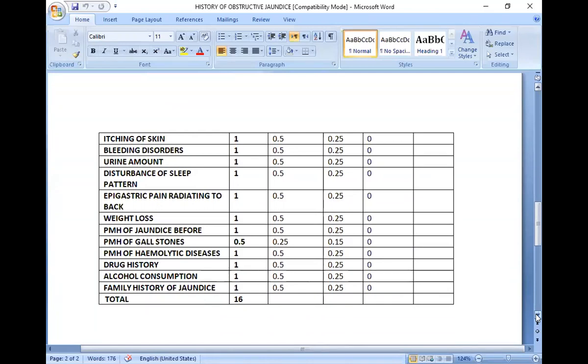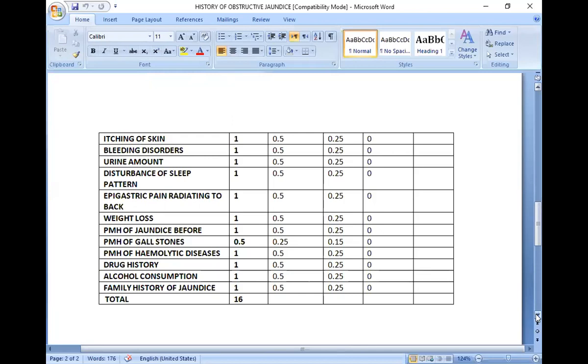Why is it important? Okay. Hepatorenal syndrome. Yes, hepatorenal shutdown. Yes. Disturbance of sleep pattern: instead of sleeping at night, he sleeps during the day. What is the importance of this?